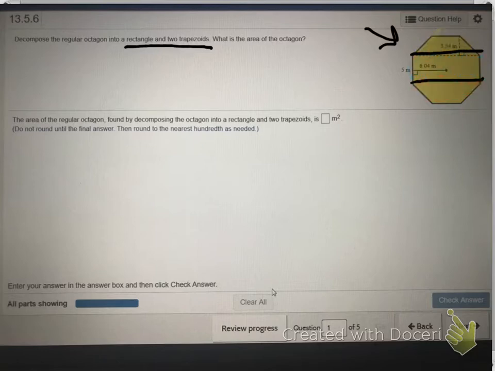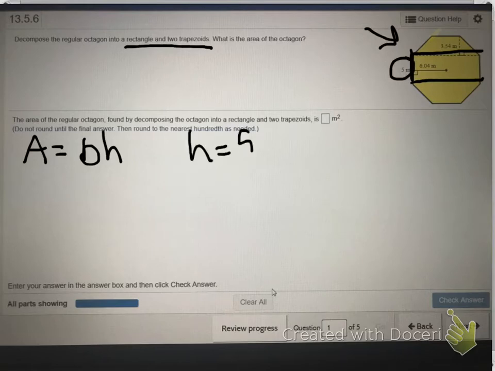So I'm going to get rid of all that. So let's figure out the area of the rectangle. We know that the area of a rectangle, let me go back to my pencil, is base times height. So the height of this rectangle is going to be this line right here. And we know that that measurement is 5 meters. So height equals 5 meters for our rectangle. And we need to know the base.